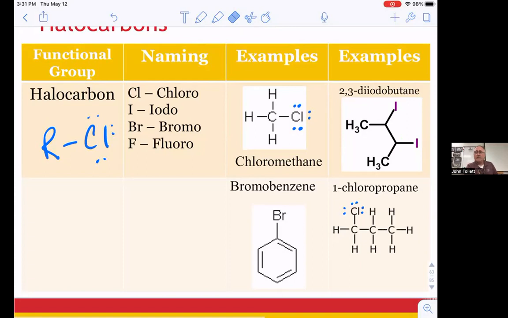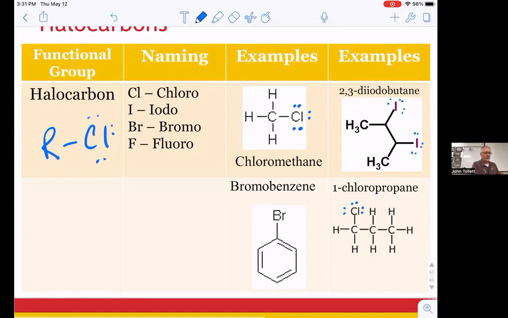But this one here would be, let's see, we've got 1, 2, 3, 4 carbons. So that would be butane. I've got 2 iodo groups, so that's diiodobutane. And you would have to say which carbons they're on. They're on, of course, the second and third carbon. I need to go ahead and write these dots in here as well. They're missing from all of these.